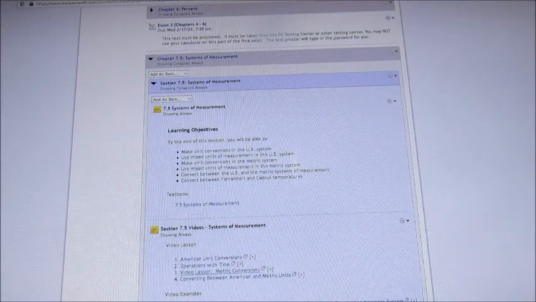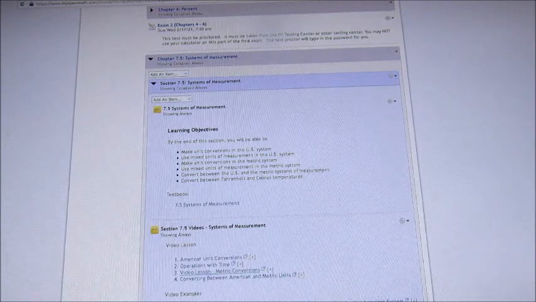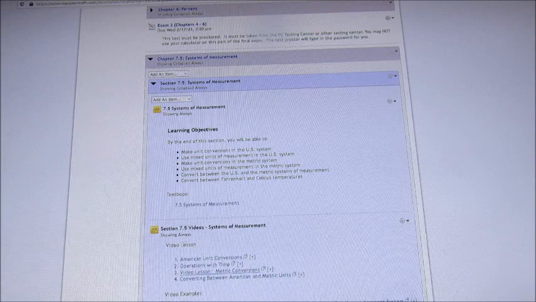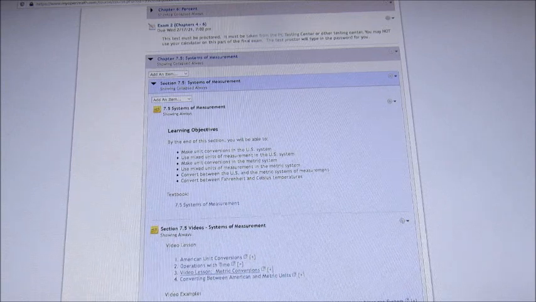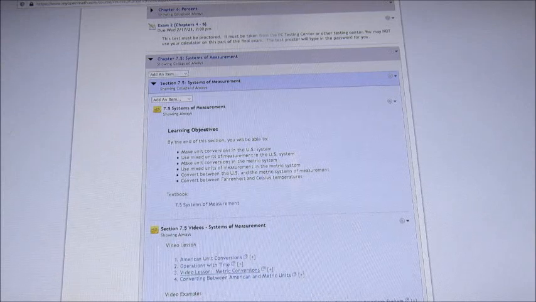Hello class, there's only one section that we're going to do for chapter 7, and that is 7.5, and it's all about systems of measurement. I'm doing this video a little bit differently because there's some important things that you need to do in order to do this assignment unless you already know all of your different units of measurement.